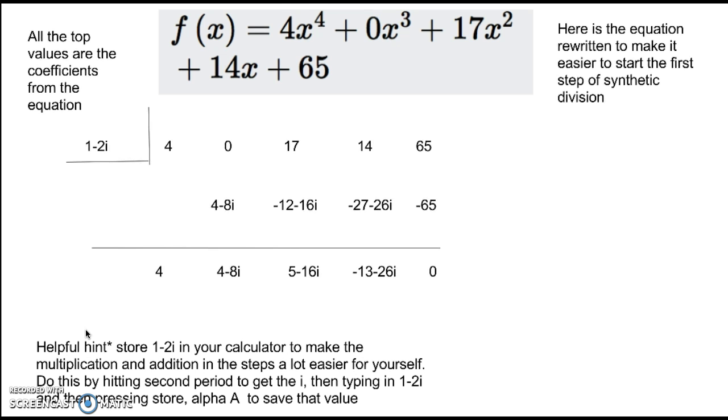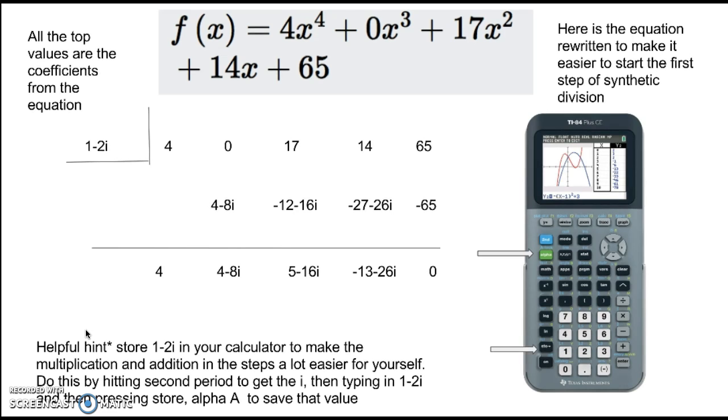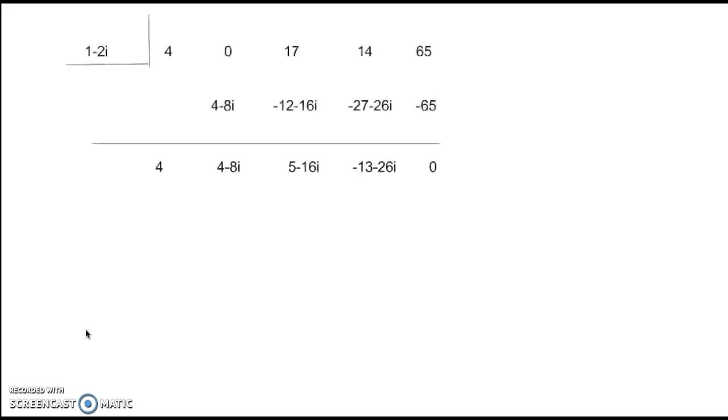A quick cheat is just store the 1 minus 2i in your calculator to make the multiplication and addition steps a lot easier for yourself. Do this by hitting second period to get the i, then type 1 minus 2i and store that in your calculator. To store it, all you're going to do is hit store right there, then alpha, and then any other variable. But normally I choose A. It doesn't matter though.